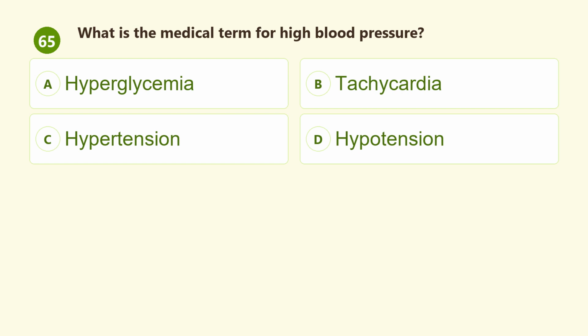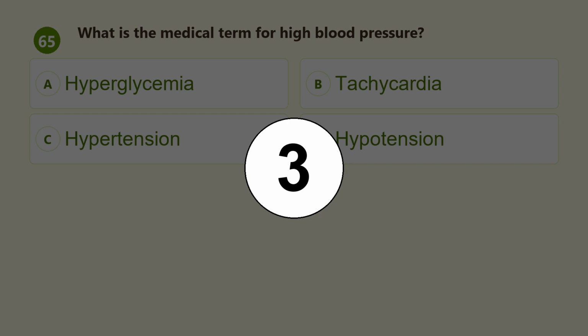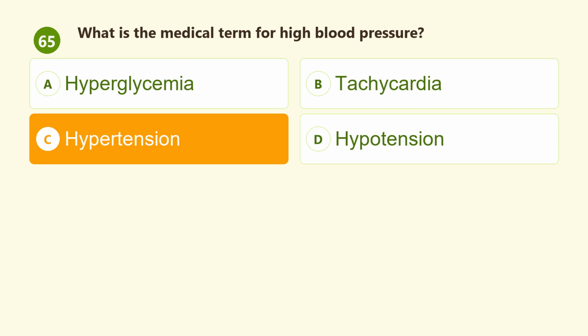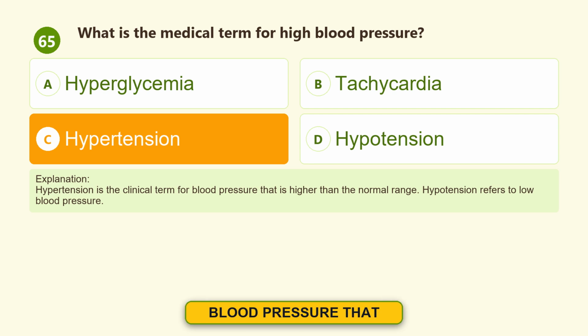Question 65. What is the medical term for high blood pressure? Option A, hyperglycemia. Option B, tachycardia. Option C, hypertension. Option D, hypotension. The correct answer is option C, hypertension. Hypertension is the clinical term for blood pressure that is higher than the normal range. Hypotension refers to low blood pressure.